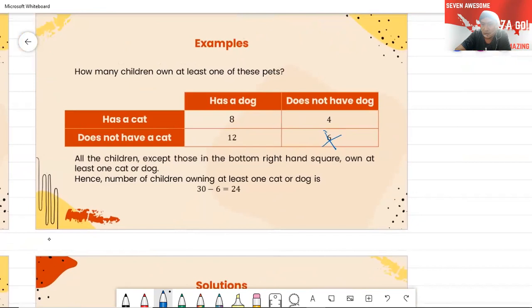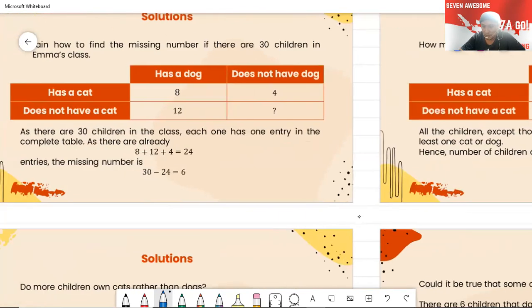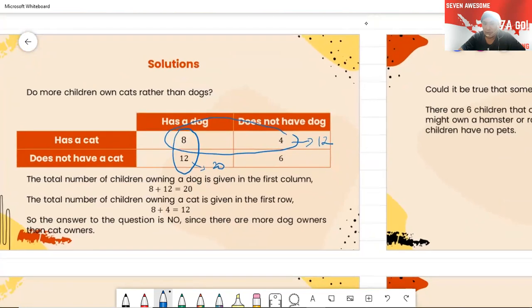Now this one. How many children have at least one of these pets? Now, at least one of these pets means children must have cat only, dog only, or cat and dog. Now, so it means that we can eliminate this. Now, what's the number behind this, and this? 30 minus 6. Because we have 30 children, right? In the classroom. See?